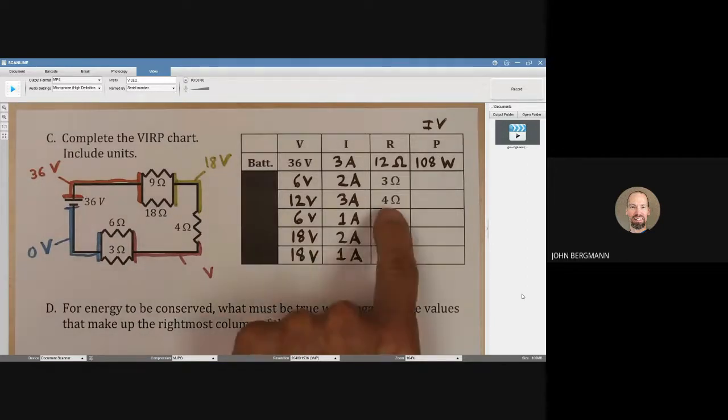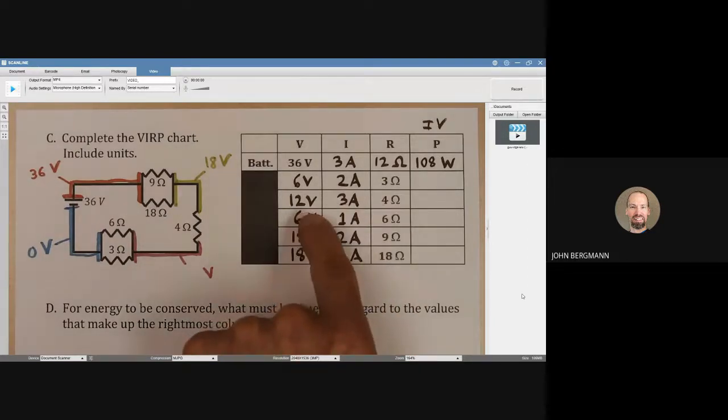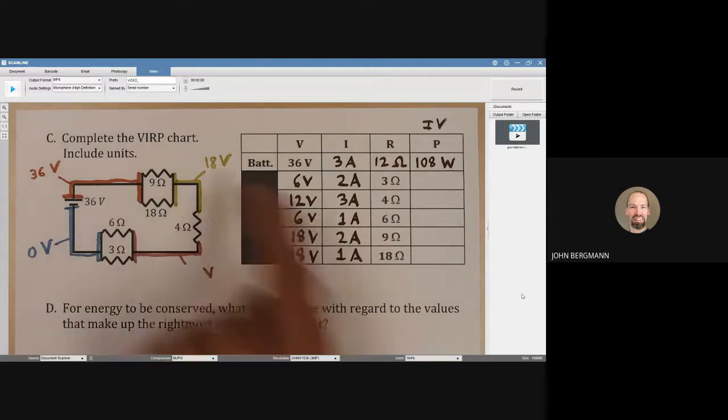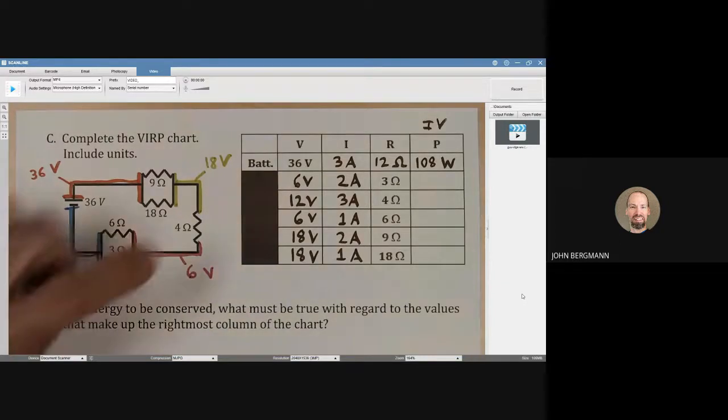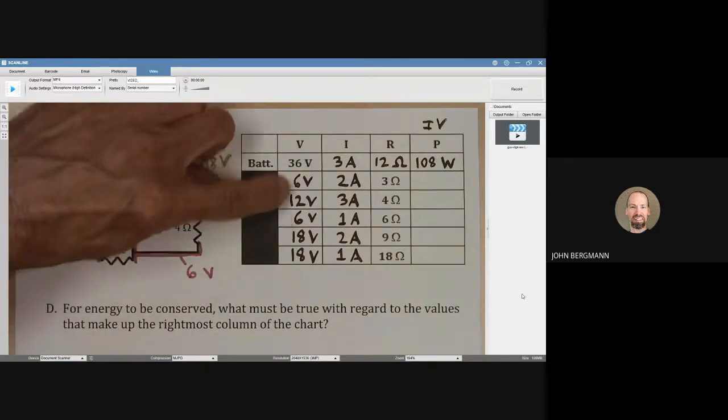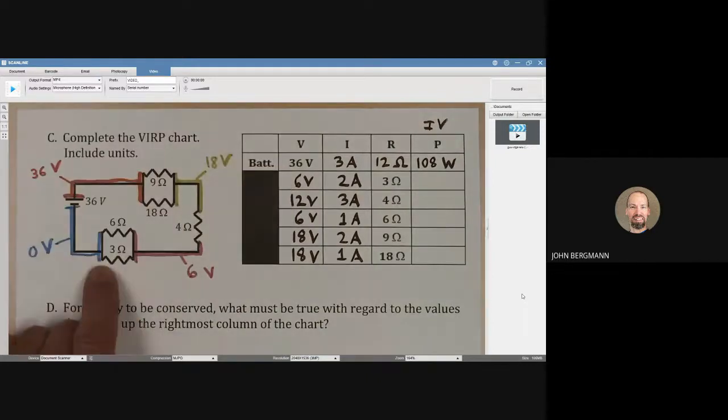Across the 4 ohm resistor, the pressure drops by another 12. And so here it's 18. If it drops by 12, this must be 6. And so look at that. That agrees with what's in our table right there. 6 volts and 6 volts both across there.